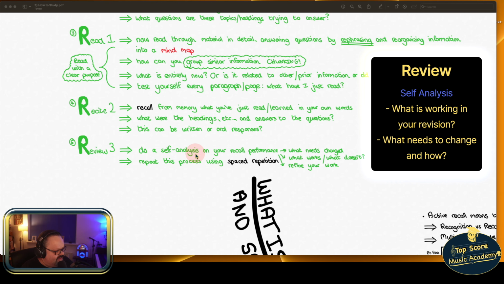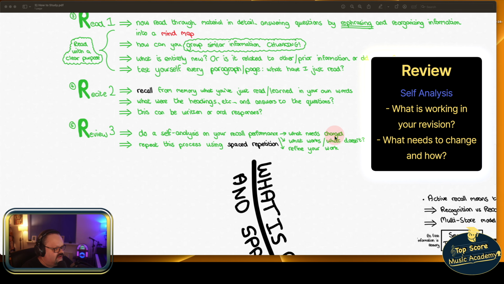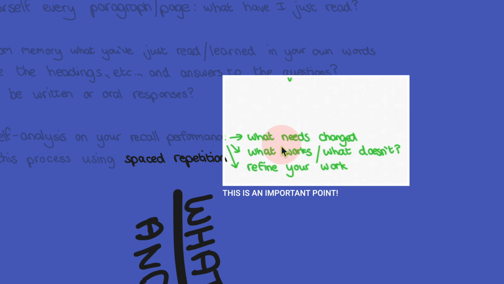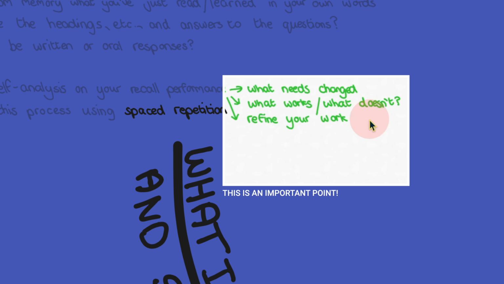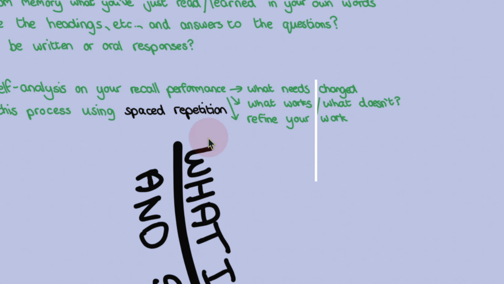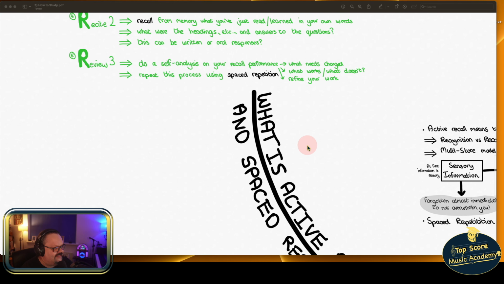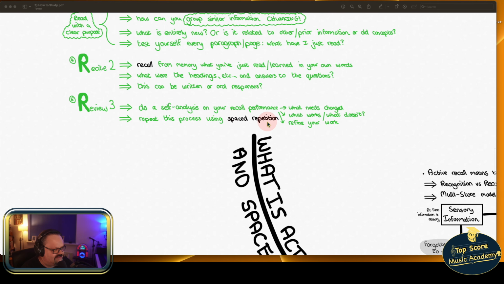And the last part here, guys, do a review. Do a self-analysis on your recall performance. What do you keep forgetting? Or what was hard to remember? So what needs to change? What works and what doesn't? I suppose the what doesn't is the more important one, because you do need to obviously tweak that over time. Refine your work. And repeat this process using spaced repetition, which we will look at in another video when we talk about active recall and spaced repetition. Okay, so that sort of leads us into another topic, recall and spaced repetition.